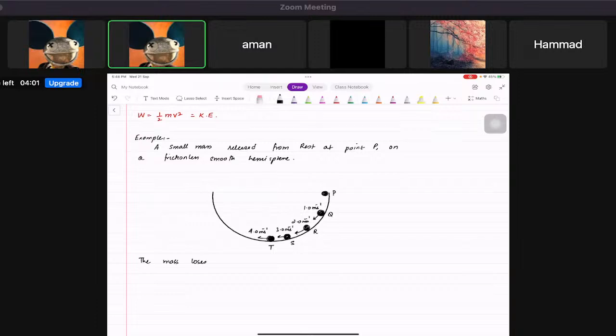Okay. So then the mass loses gravitational potential energy E in falling from P to T. Okay, so it says like that. It says at what point the mass has lost GPE by a quarter, which is E by 4. So this is the question.